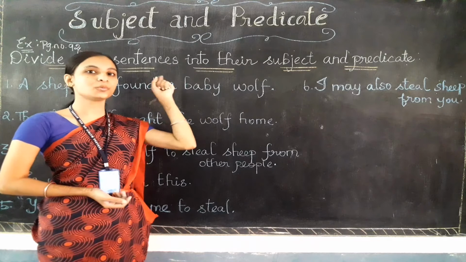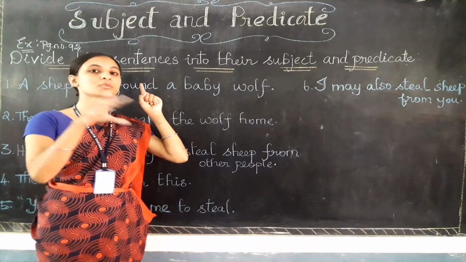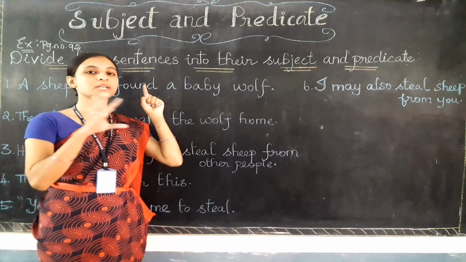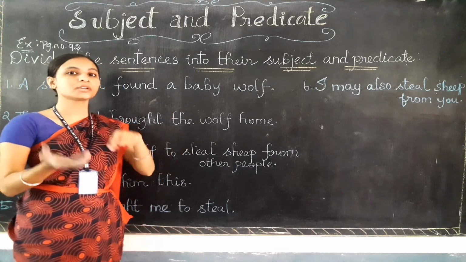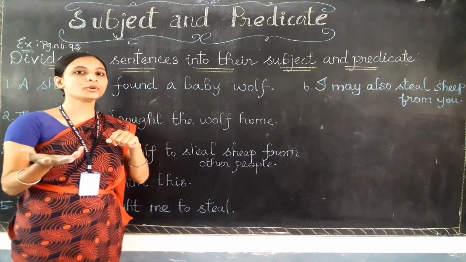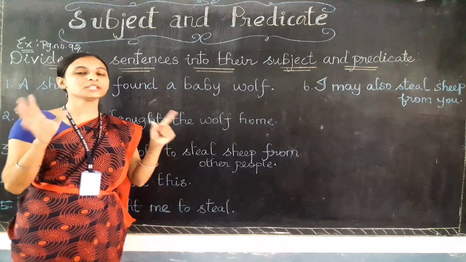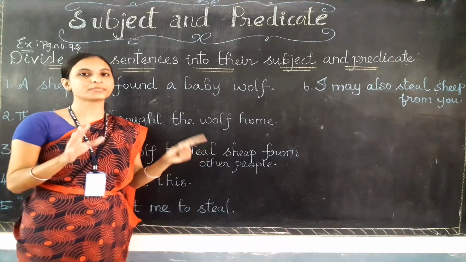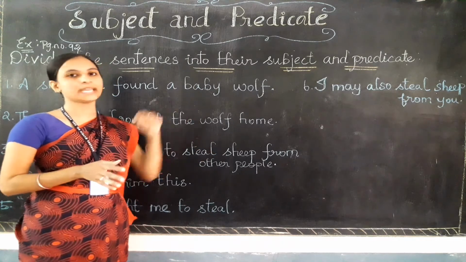Subject means the doer of the action. It talks about who is doing that action, or whom the sentence is talking about. That person's name is the subject. And what about the predicate? It talks about the action. What action is done? What action is happening? In short, the verb part. From the verb until the end of the sentence is the predicate.